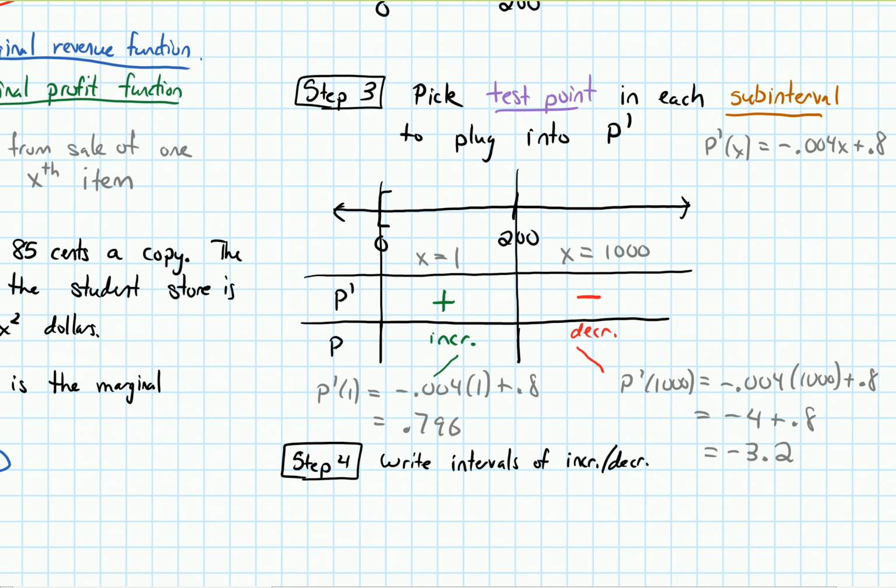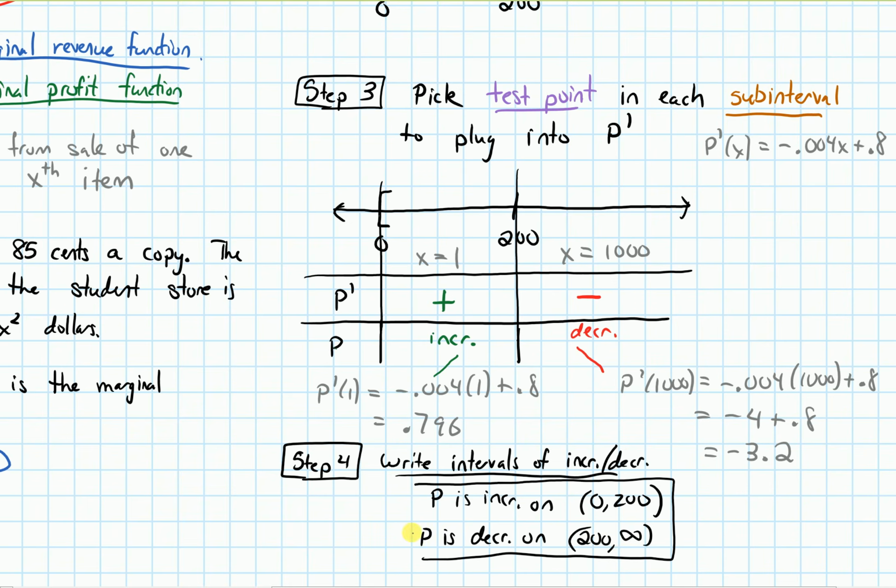All right, so now we are ready to write down the intervals where this is increasing and decreasing. So p is increasing on the first subinterval, so that's from 0 to 200. And remember, our convention is to use open intervals when we write down intervals of increase and decrease. So 0 to 200, keep it open. And then p is decreasing on the other subinterval. So that was starting at 200 and going onwards to infinity. And again, I use open intervals. And that is my answer, where my function is increasing and where my function is decreasing.